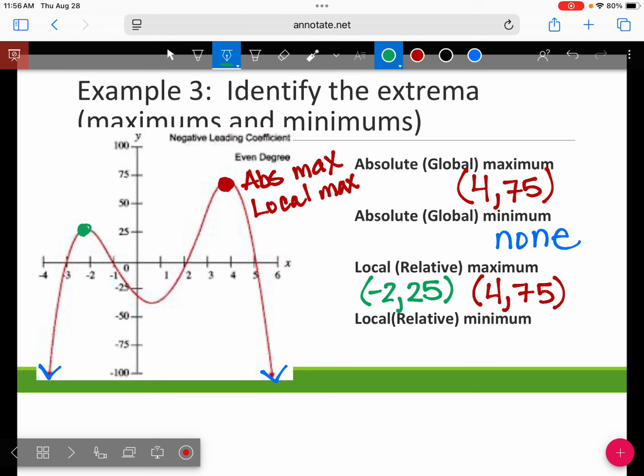Do we have a relative minimum or a dip or a valley? We do. And that is going to be right here. What are we going to call that point?